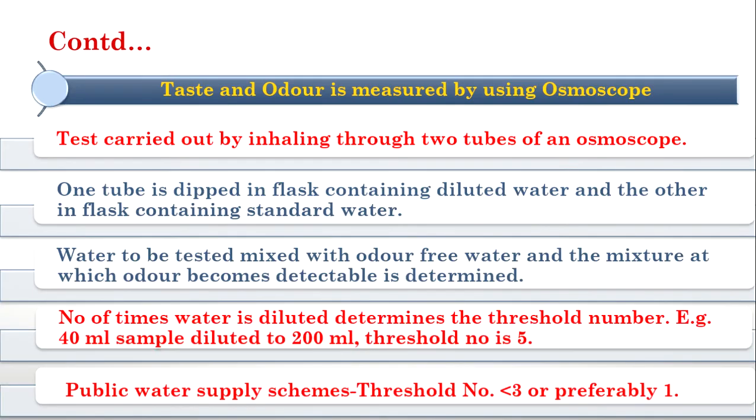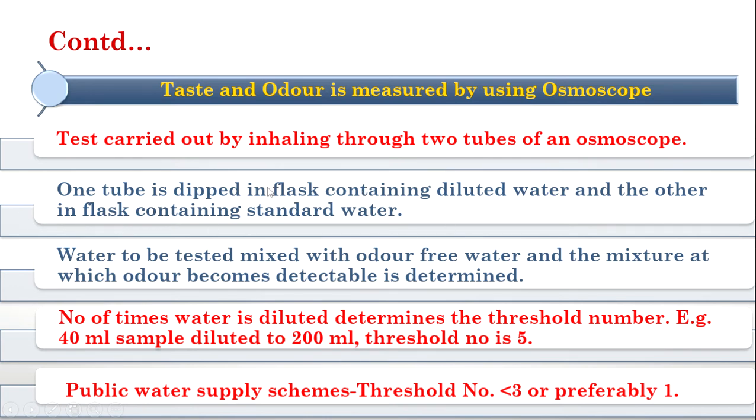Mainly, taste and odor is measured by means of an instrument known as an osmoscope, which contains two tubes. We will smell both the tubes to find the change. One tube is dipped in a flask containing diluted water, and the other tube in a flask containing standard water.